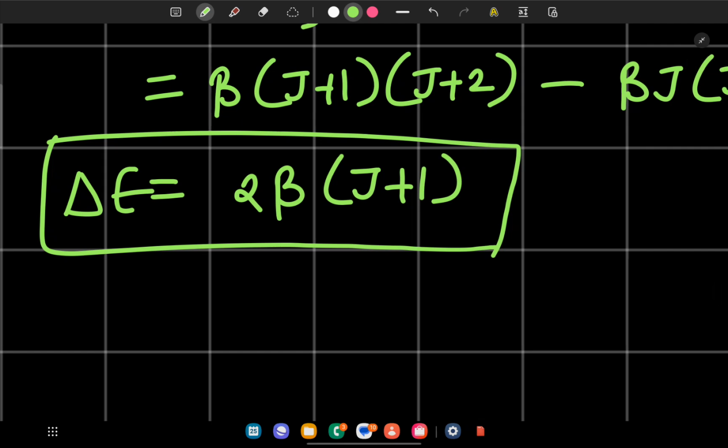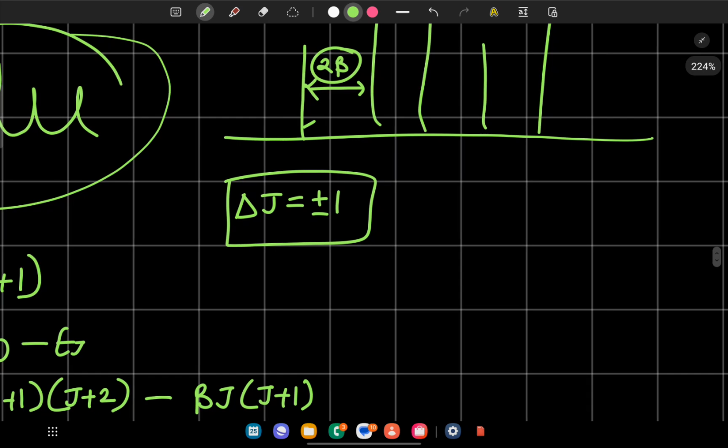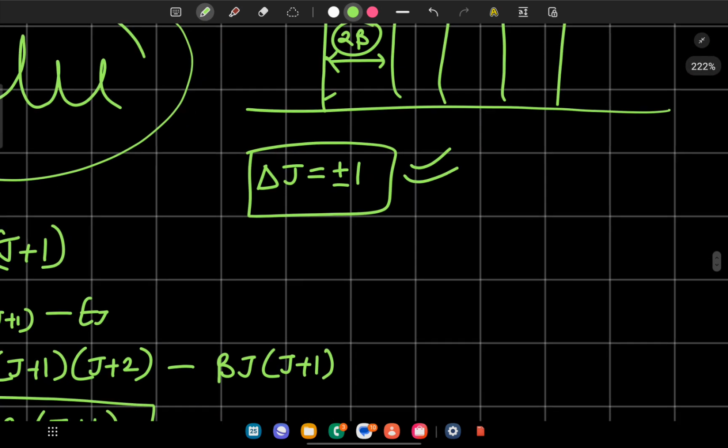Whatever energy levels you consider, if we consider transition from j equals 3 to j equals 4, this equation is valid. For 4 to 5, 5 to 6, 6 to 7, for any rotational levels, the difference between two consecutive energy levels of a rotational transition will always satisfy this equation. Why? Because the selection rule for rotational spectroscopy says that the difference in the rotational quantum number for an allowed transition has to be plus or minus 1. This is what gives you the allowed transitions.